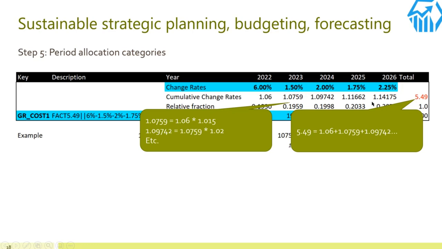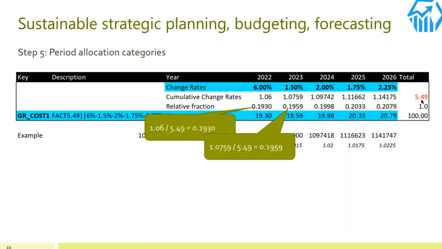And so on. And the important thing is that you calculate the total here, because that will be needed later on in the next step to calculate the relative importance. So how did I come up with this 19.3%? It's simple. I take this 1.06 and divide it by this total.